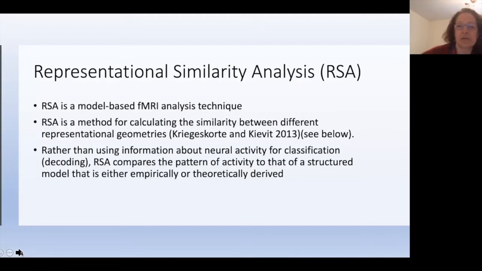And so I'll give you a very brief characterization of RSA. It's one of a series of model-based fMRI analysis techniques. And it is a way of calculating the similarity between different representational geometries. So essentially what you're looking at is the similarity between the representational geometry that the brain uses and a representational geometry of a model. And the model can be drawn from different things, as I'll show you. And so it differs from MVPA because it's not worried about classification, it's worried about characterizing a representational geometry.